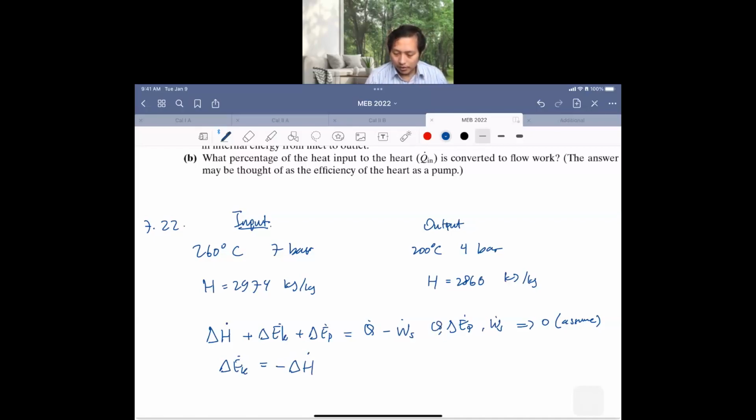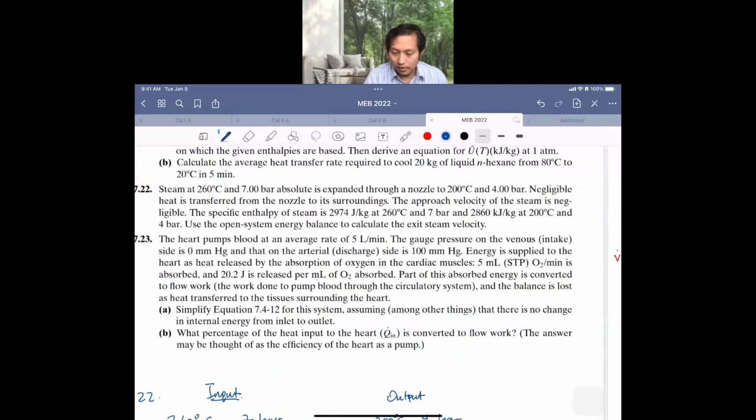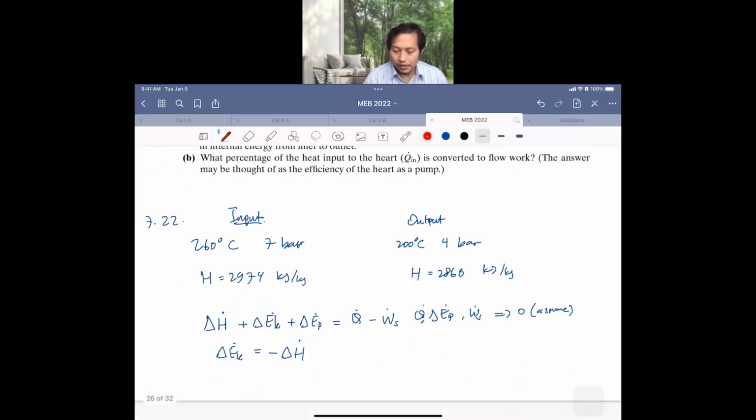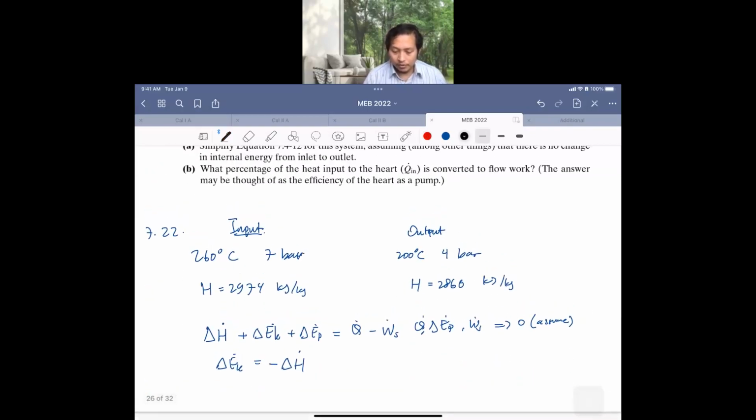So Q, the heat flow, can also be zero because negligible heat is transferred. Approach velocity is negligible. Okay, that's the part. So the delta H, or the delta kinetics, will be equal to the mass, right?